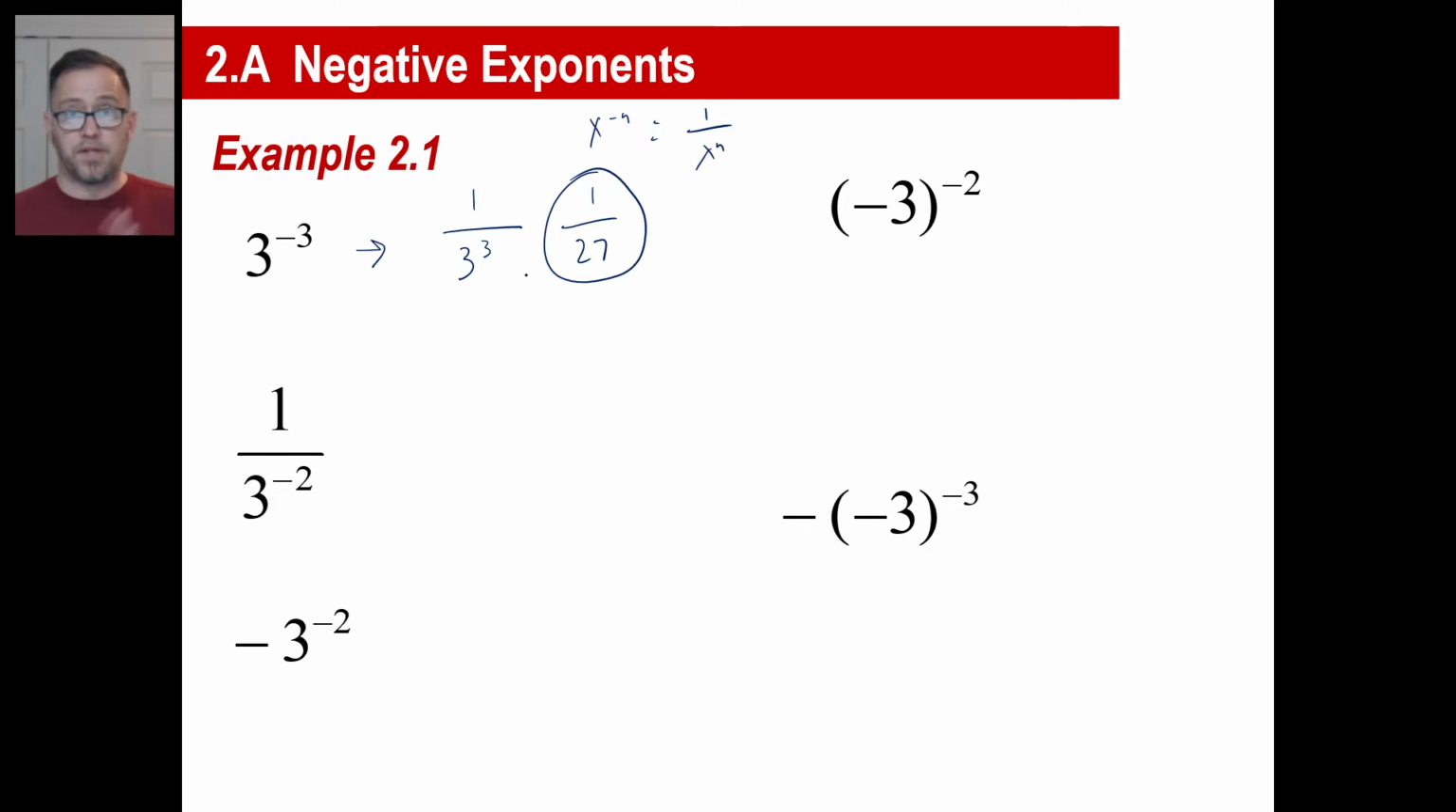Now, at some point pretty soon, you're not going to have to go through all this. You're going to realize right away. Your mind will tell you, oh, 3 to the third power is 27, so 3 to the negative third is 1 over 27. You'll just write it. Okay.